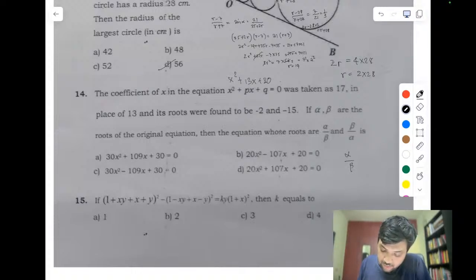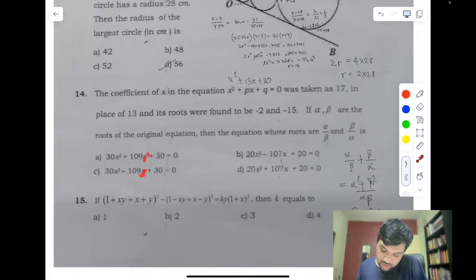Sum of roots is alpha by beta plus beta by alpha. And Vieta's formulas, right? So alpha square plus beta square by alpha beta. And alpha square plus beta square is alpha plus beta the whole square minus 2 alpha beta, by alpha beta. Now alpha plus beta the whole square is 13 square, minus 60, by 30. So this is the sum of roots. So you will get 169 minus 60 by 30, so it should be a 109 somewhere, and there should be a 30. It's this. So sum of roots is 109 by 30. So minus sum of roots should appear, so there should be a negative sign. So I think the answer is C.